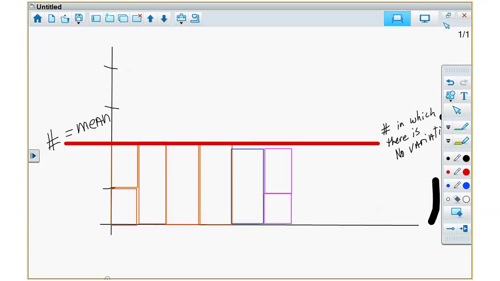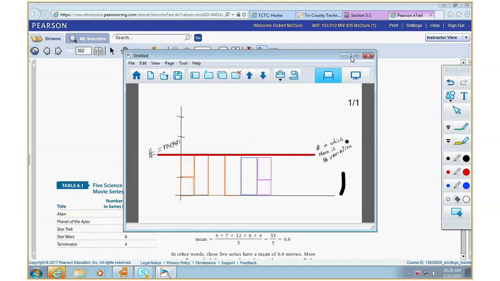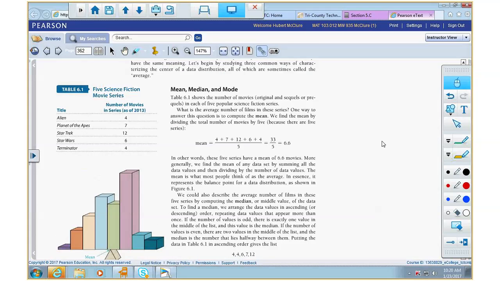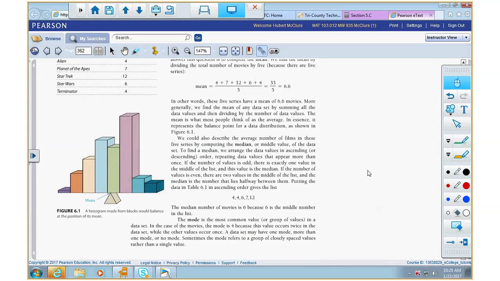Let me go back to this. There we go. So, what is the mean, the median, and the mode? I'm not going to spend a lot of time on mean, median, and mode because I know you've heard about them since you were in the 5th, 6th grade? The mean, you add them up and divide by the number. I'm not going to spend a lot of time on that. The median is the middle.